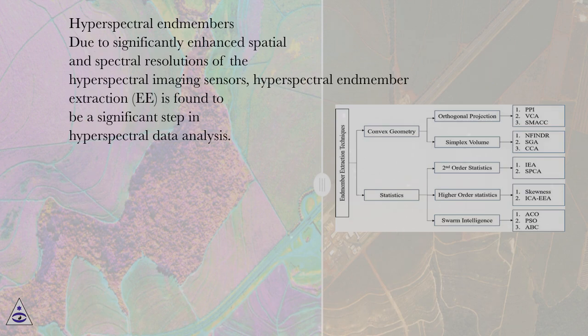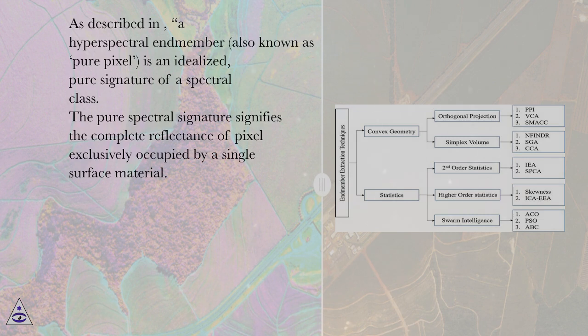Hyperspectral endmembers. Due to significantly enhanced spatial and spectral resolutions of the hyperspectral imaging sensors, hyperspectral endmember extraction, EE, is found to be a significant step in hyperspectral data analysis. As described in, a hyperspectral endmember, also known as a pure pixel, is an idealized, pure signature of a spectral class. The pure spectral signature signifies the complete reflectance of a pixel exclusively occupied by a single surface material.